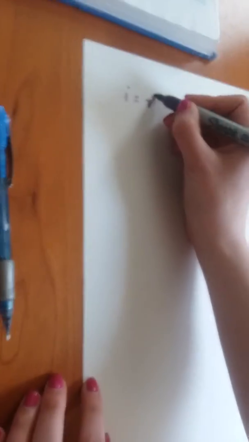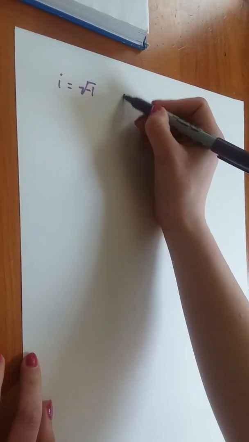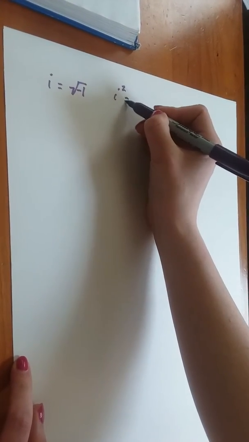Hi everybody, I'm Ashley, and today I'm going to be doing a problem from 3.1 using the imaginary number i. And i is used to denote the square roots of negative numbers. So i equals the square root of negative 1, and so i squared equals negative 1.